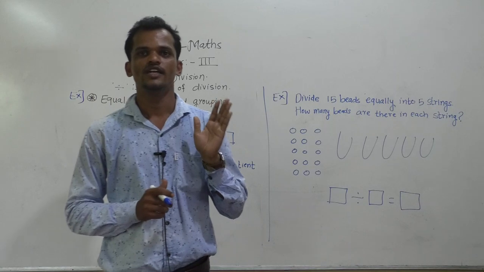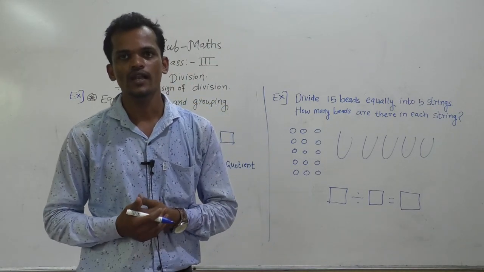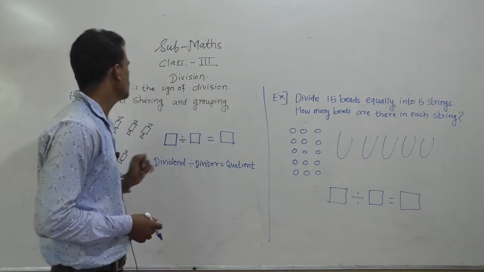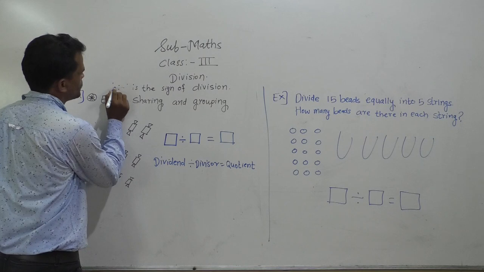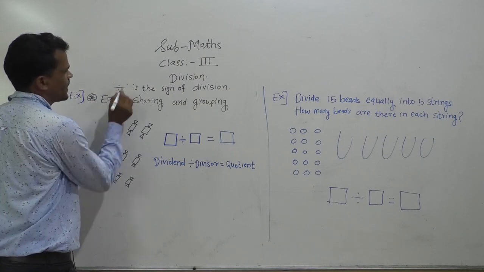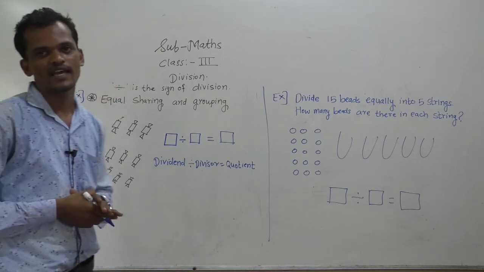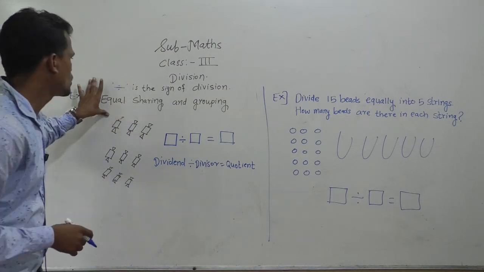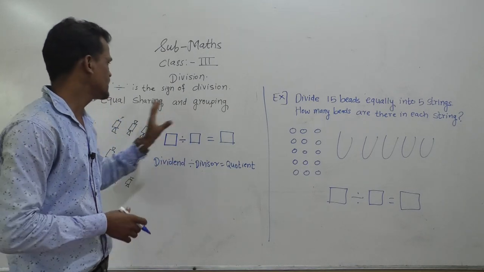Division means to divide into equal groups. See here, this is the sign of division: one horizontal line and two dots. This is the sign of division, equal sharing and grouping. Now we will see what equal sharing is.